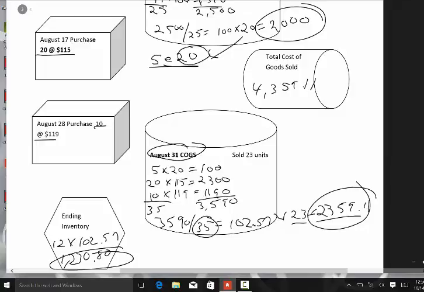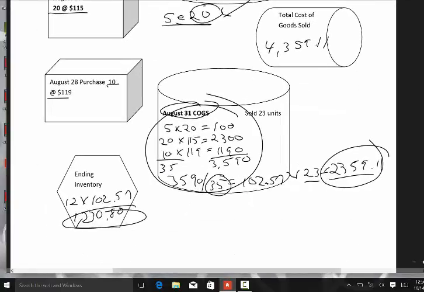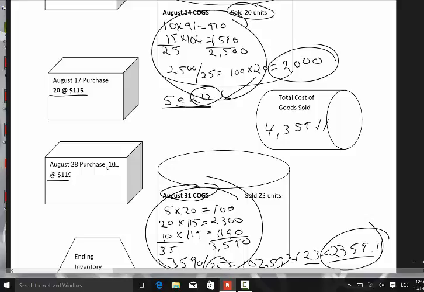The thing to remember is before each sale, what do I have in inventory? What units do I have in inventory before each sale? So that's what you want to look at. What units do I have in inventory before each sale? And then you get an average cost.